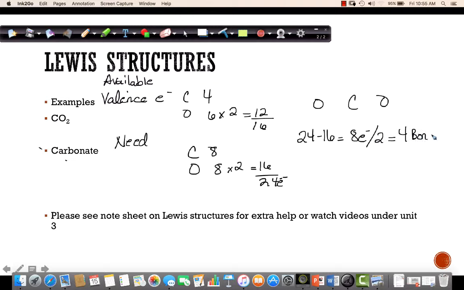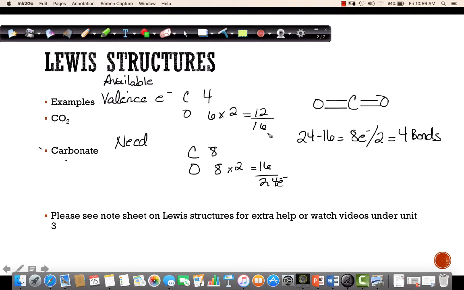bonds. And also, carbon will always make 4 bonds. So you need to make sure that carbon, whenever you have it in your structure, has 4 bonds. So we have 1, 2, and we need to make 2 more bonds, so 3, 4. So oxygen typically likes to have 2 bonds, carbon likes to have 4, and that's what we have right now.